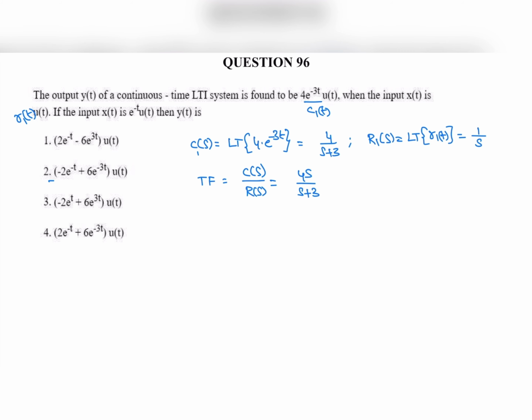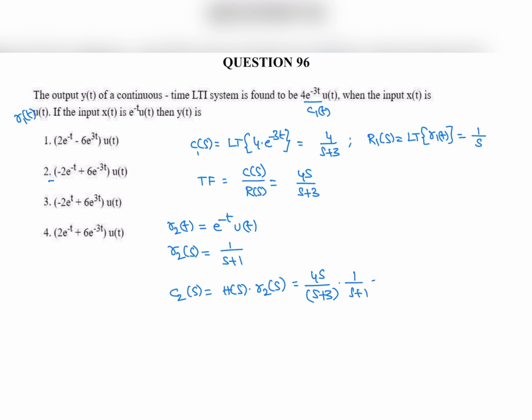For the second input, r2(t) = e^(-t)u(t), the Laplace transform R2(s) is 1/(s+1). Next, C2(s) is H(s) times R2(s). H(s) is 4s/(s+3) and R2(s) is 1/(s+1), so it can be written as 4s/((s+3)(s+1)), which equals 6/(s+3) - 2/(s+1). Taking the inverse Laplace transform, C2(t) is (-2e^(-t) + 6e^(-3t))u(t).